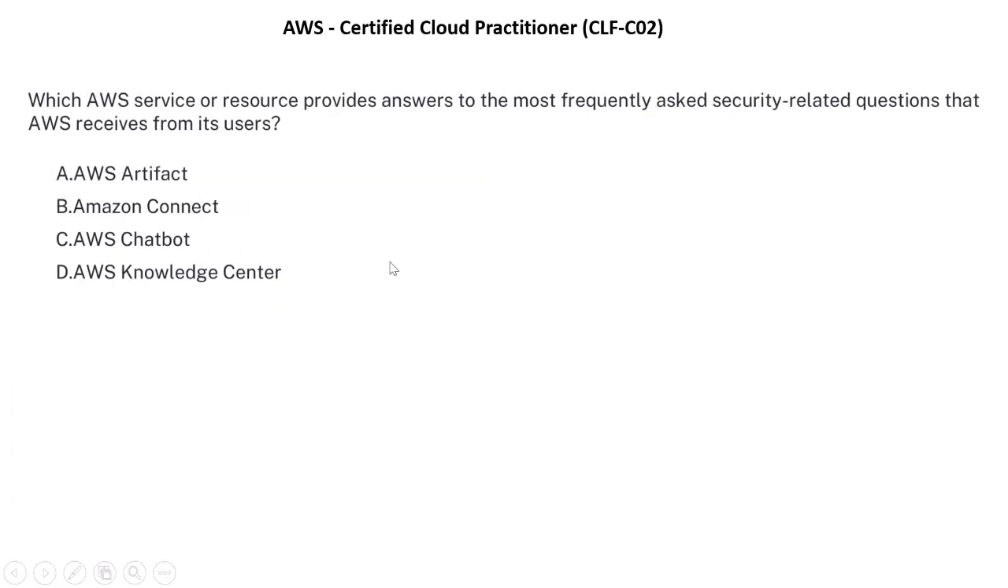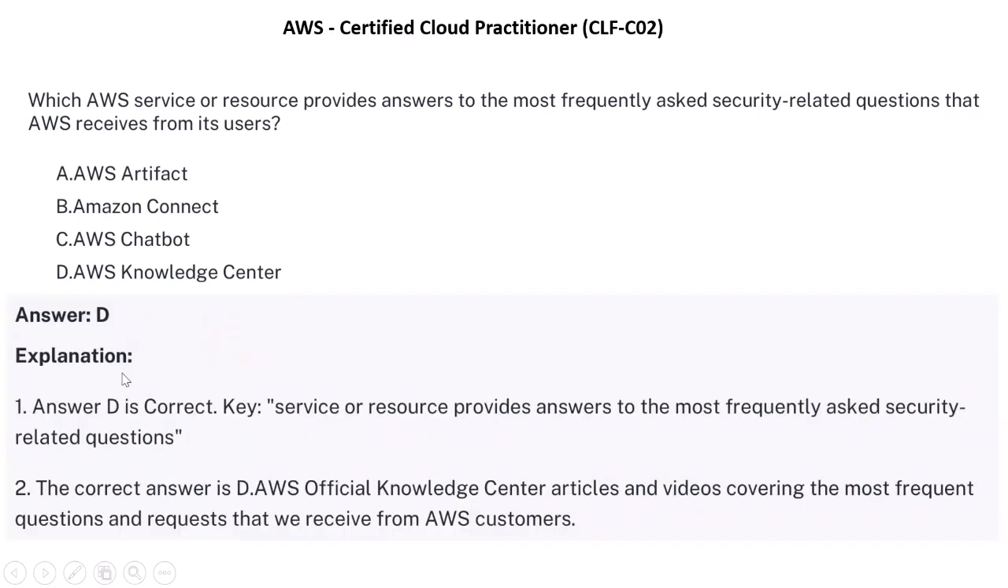Next question. Which AWS service or resource provides answers to the most frequently asked security related questions that AWS receives from its users? Options are option A, AWS Artifact, option B, Amazon Connect, option C, AWS Chatbot, option D, AWS Knowledge Center. The correct answer is option D.